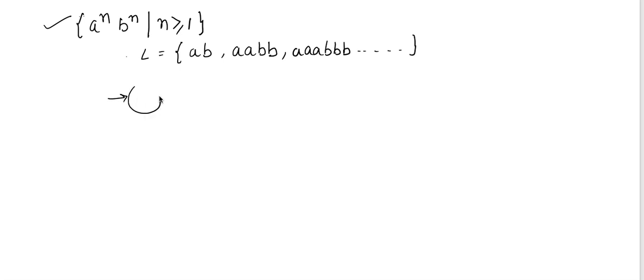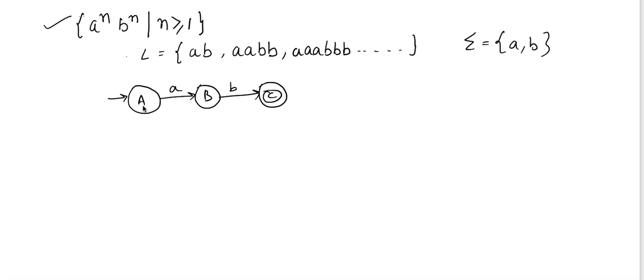So let's suppose we have a state. The language is infinite, and the minimum string is ab. So draw the skeleton for it: a, b, I'll accept it. Okay. Now fill all the transitions. Let me give naming A, B, C. For A we have a transition. One more thing, sigma here is a comma b. Okay.